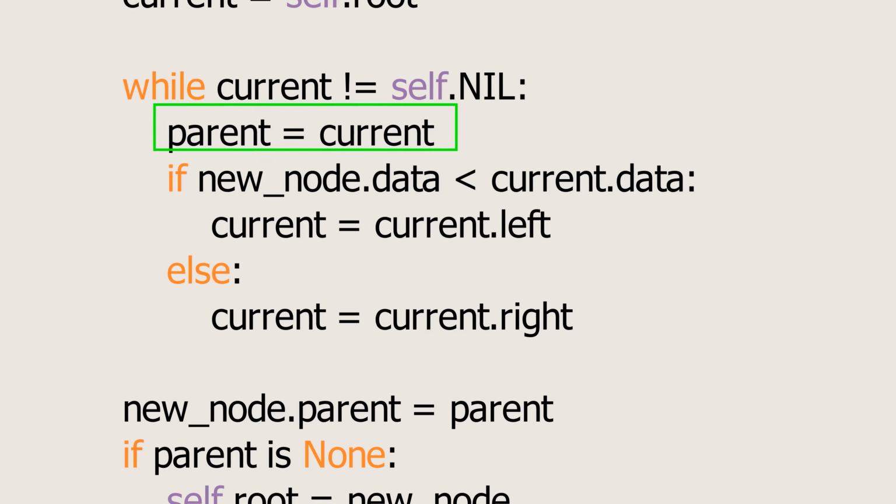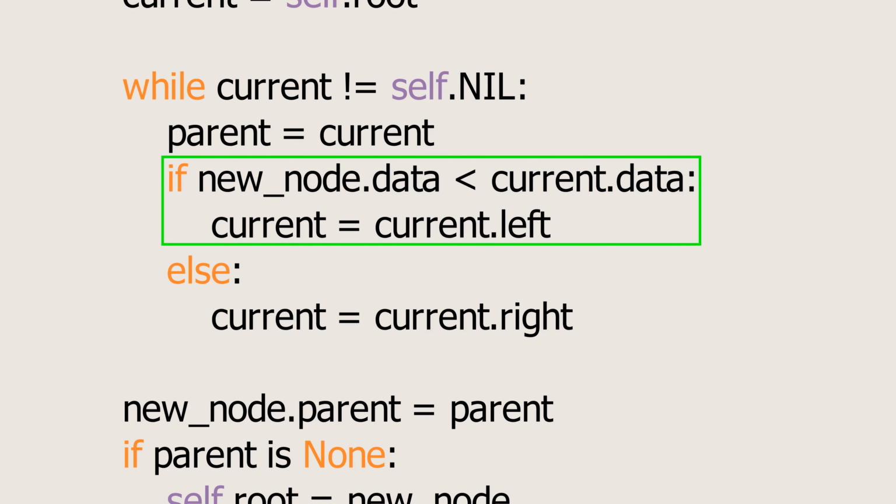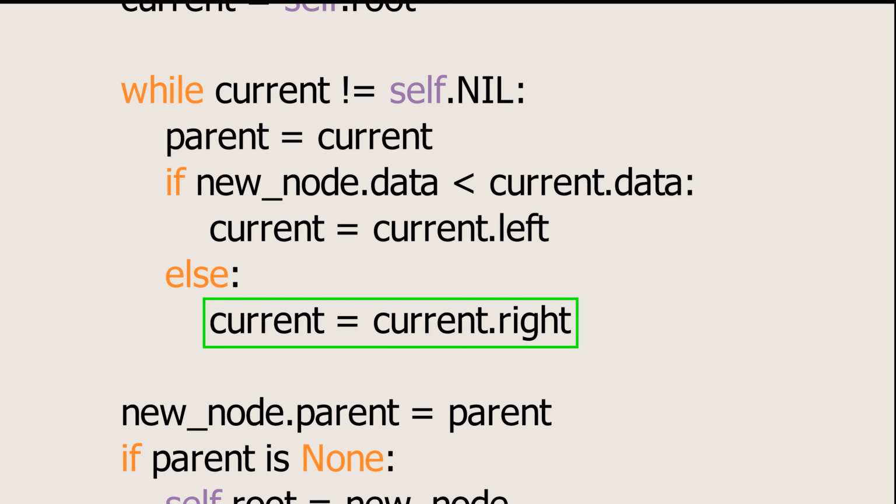Inside the loop, we first update the parent to be the current node. Then, we check if the new node's data is less than the current node's data. If it is, we move to the left child. Otherwise, we move to the right child.